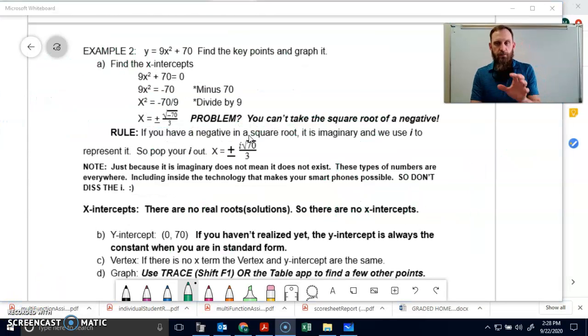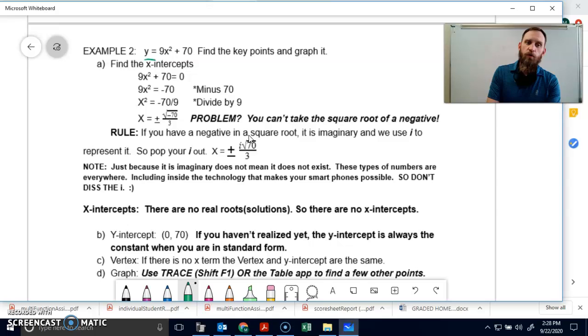Now this second example is really the exact same thing, only there's a new twist that's being thrown in here, okay? And I'm going to focus on the twist here. No context, I'm just given an equation. We're going to find the key points and graph it. So x-intercepts, we set the equation equal to 0, same thing as yesterday. But then something curious happens.